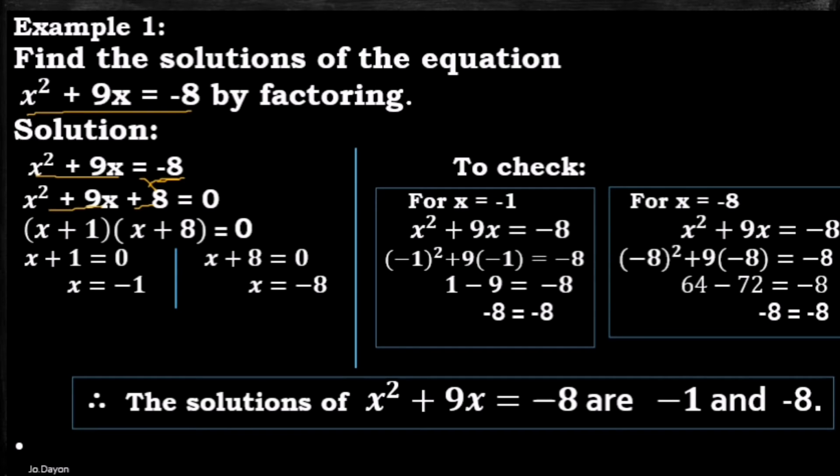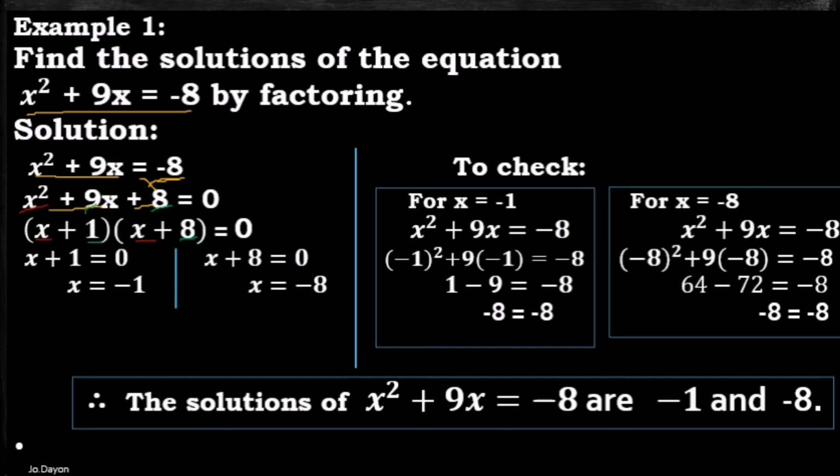Next, we are going to factor x squared plus 9x plus 8, and this is a trinomial, but this is not a perfect square trinomial. So to factor it, we have to factor the first term. Factors of x squared are x and x. Next, we are going to factor 8, but we have to remember that the sum of the two factors should be 9. So we only have 8 and 1. 8 times 1, the answer is 8. But when you add 8 plus 1, the answer is 9.